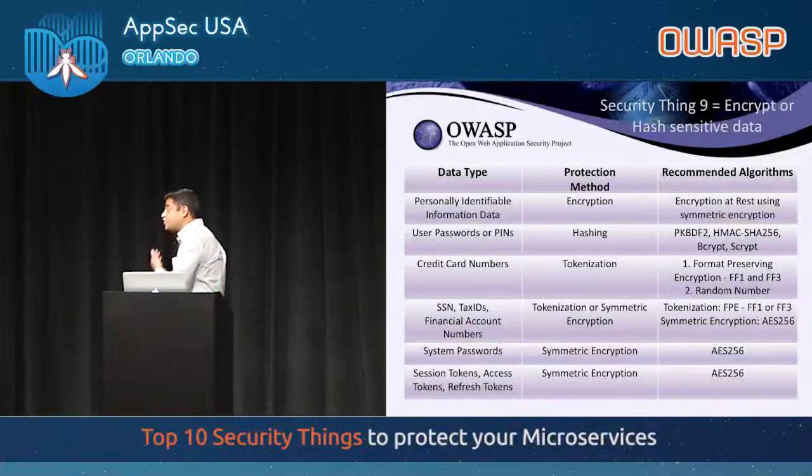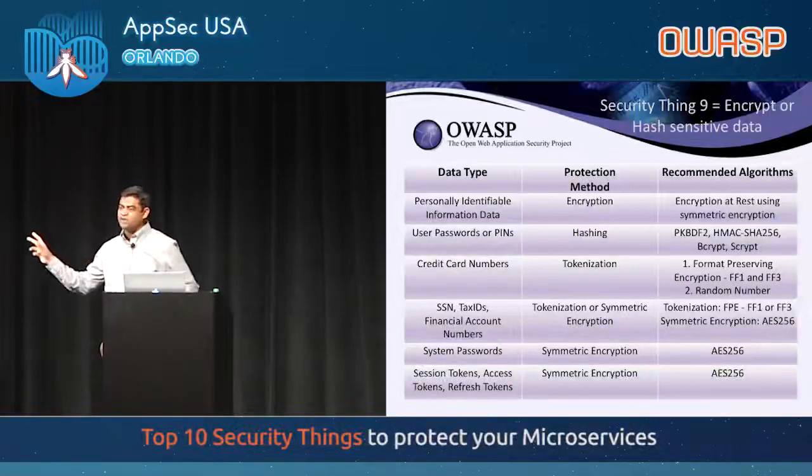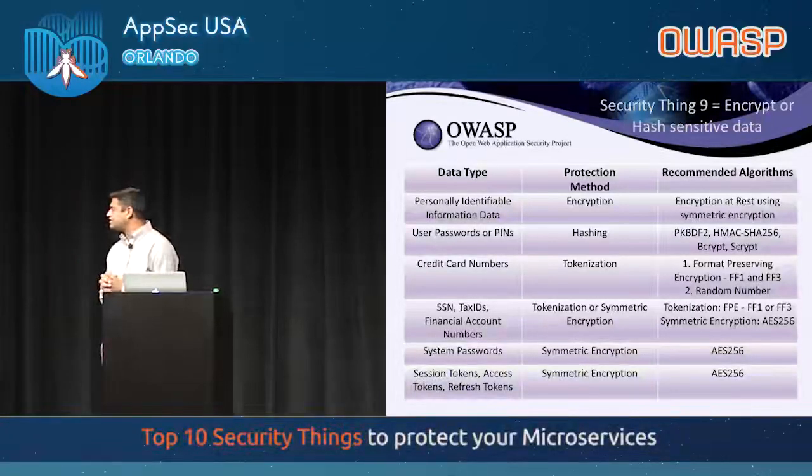Credit card numbers. If you are storing credit card numbers, you have to tokenize them. Tokenization is different from encryption because when you encrypt, it creates a big blob, a big alphanumeric blob. Tokenization is format preserving. So a 16-digit card number will give you a 16-digit token. There can be two types of tokens: a reversible token and an irreversible token.